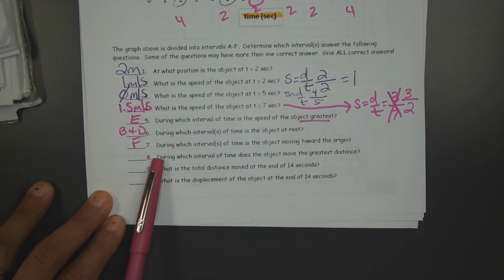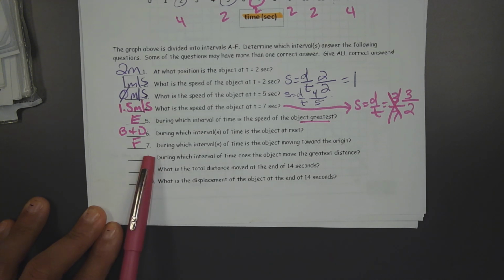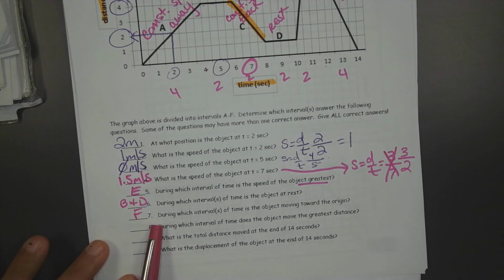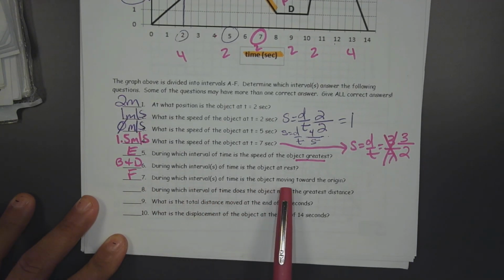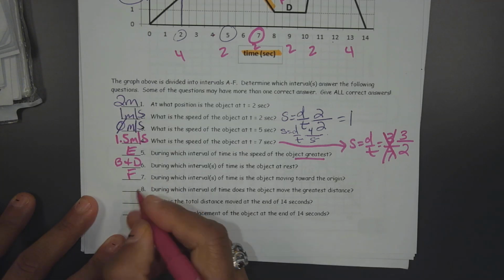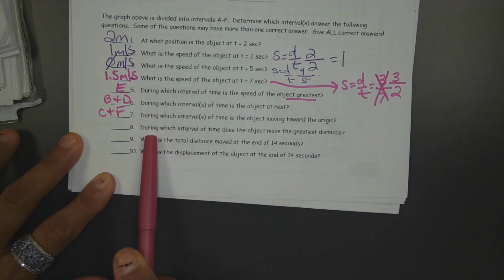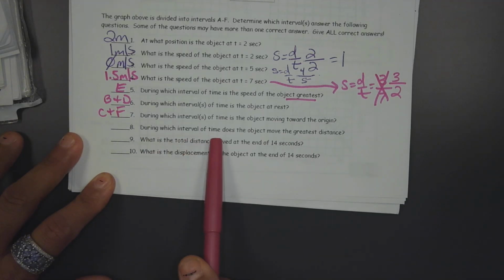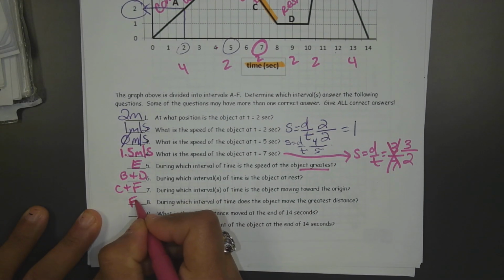Let's keep going. Number 8. Number 8 here says, whoa. Where am I at? I think I messed up. Number 7. During which intervals of time is the object moving towards the origin? Not only F, but it is also C and F. Forgive me on that one. I was reading number 8. During which time interval does it move the greatest? That is F.